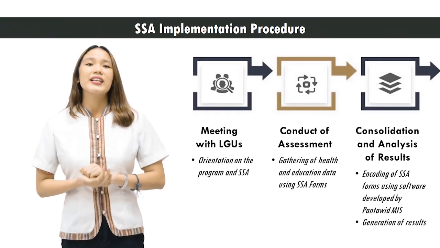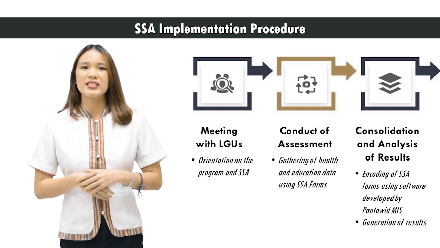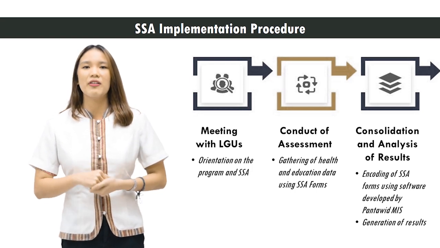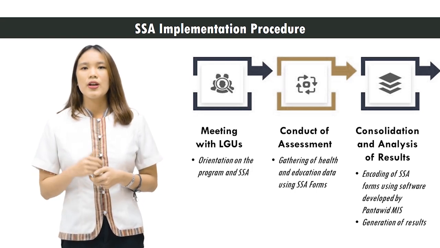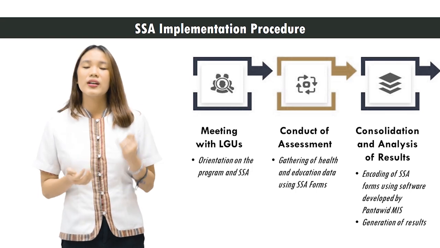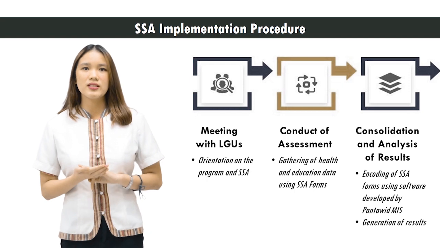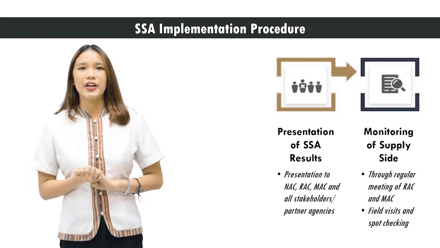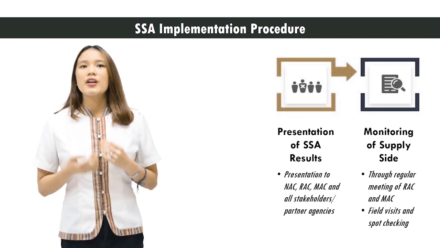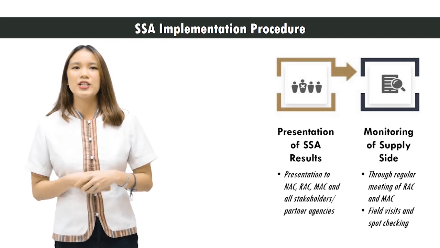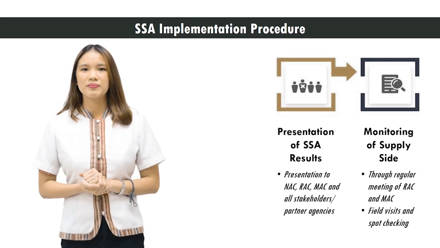On this slide, this presentation illustrates the flow or the procedure on how SSA happens: the meeting with the LGU, the conduct of the assessment, consolidation of the results, presentation, and monitoring of the supply side. This will be further discussed as we progress in the presentation.